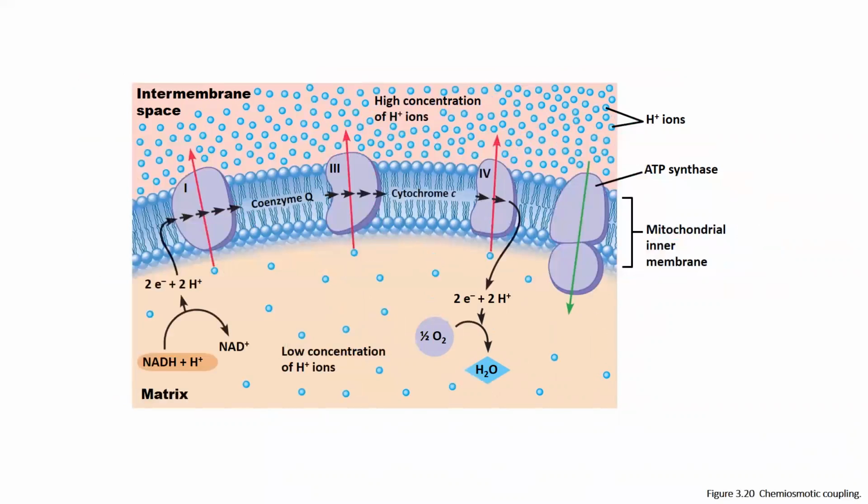Now, all the while we're doing this, every time we move an electron across a complex, we're basically pumping some protons across the inner mitochondrial membrane, such that we have a much higher concentration in the intermembrane space than we do in the mitochondrial matrix. And that's what eventually gives us this driving force here. So this is going down its gradient, hence the green arrow, as opposed to going against its gradient, hence the red arrow. Okay, so now we can synthesize ATP much more efficiently this way.